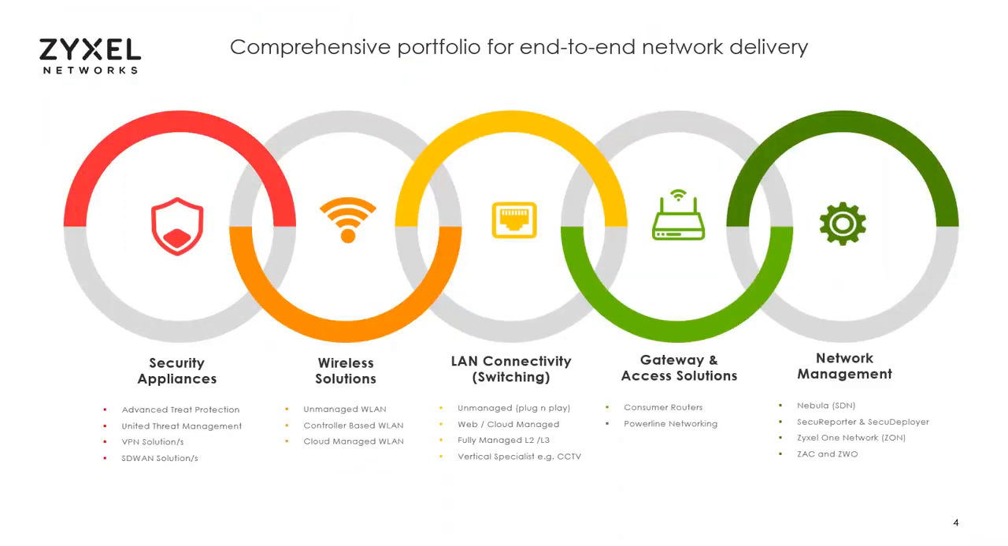Now, when it comes to the products that we are selling through the channel here, we're breaking them down into a couple main categories. Security appliances, those are your firewall UTM products, wireless solutions, switches, consumer routers and power line networking. We're not going to talk about those today, but those are products that are available to you. And then various different network management tools. We are not going to be talking about the telco products today.